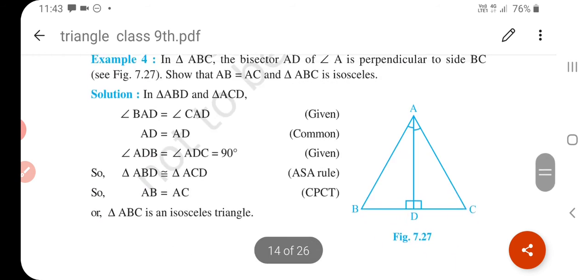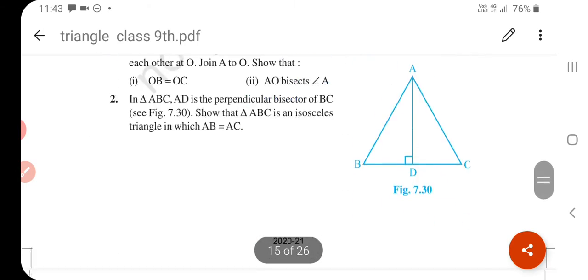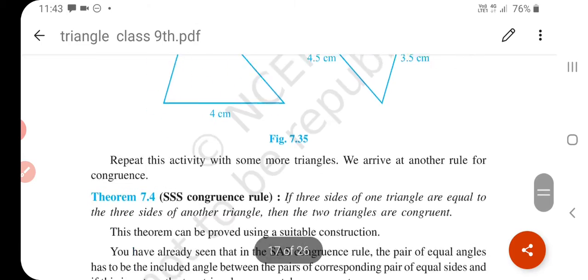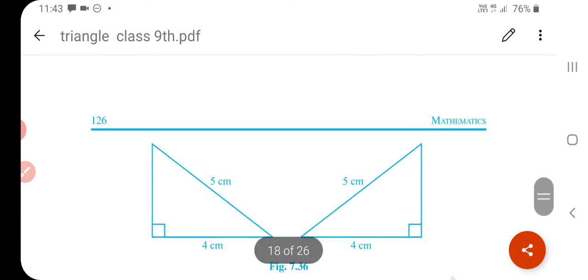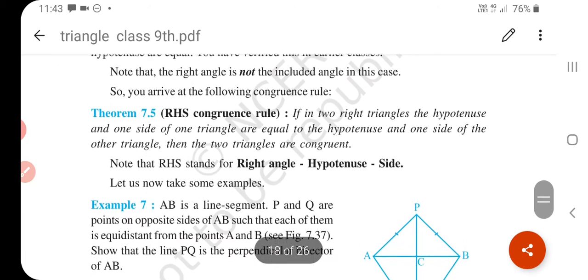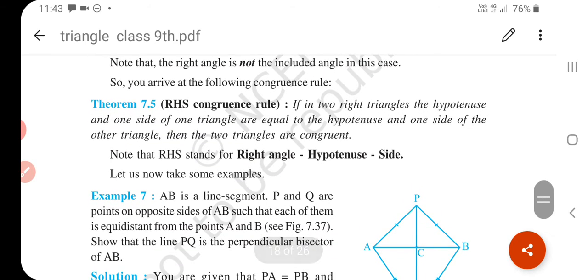What about next? Our next criterion is the RHS congruency rule. RHS means R is right angle, H is hypotenuse and S is side. So we can say that in two right angle triangles, if the hypotenuse and one side of one triangle are equal to the hypotenuse and one side of the other triangle, then the two triangles are congruent to each other.